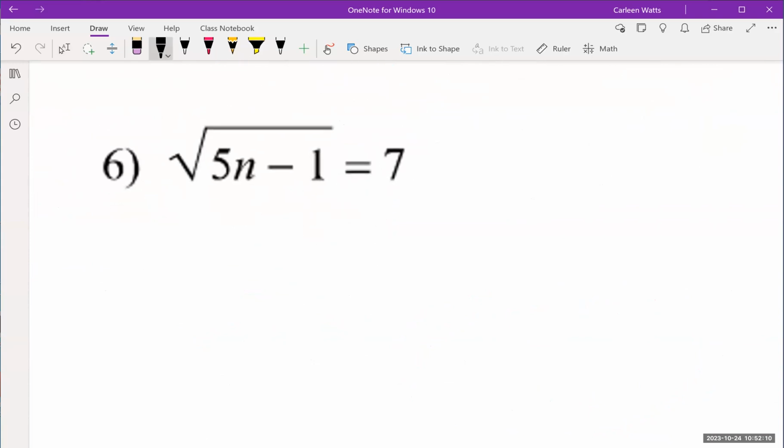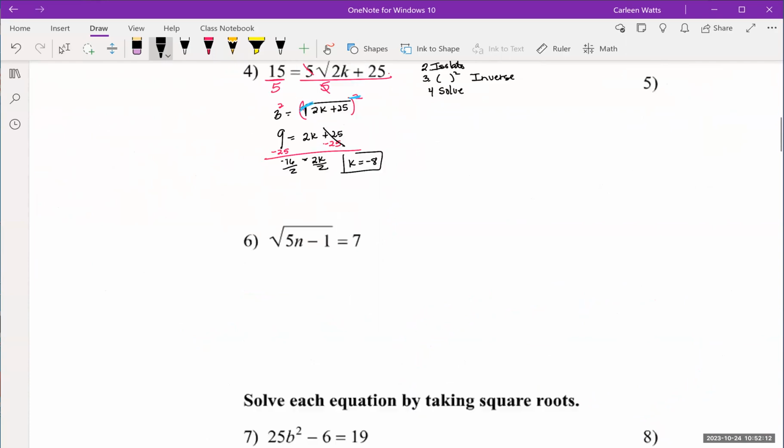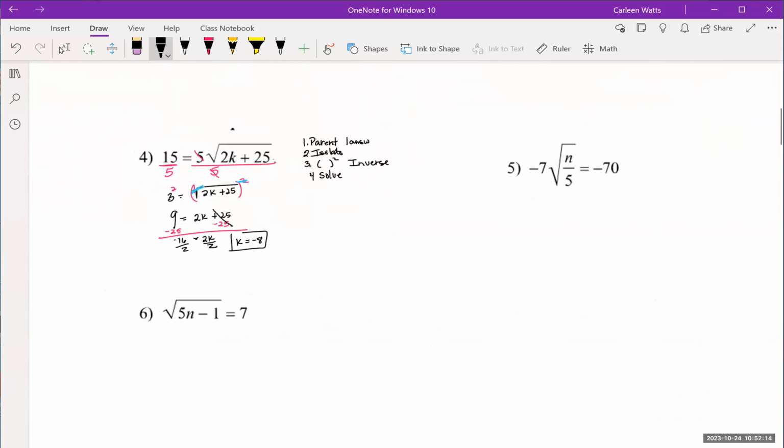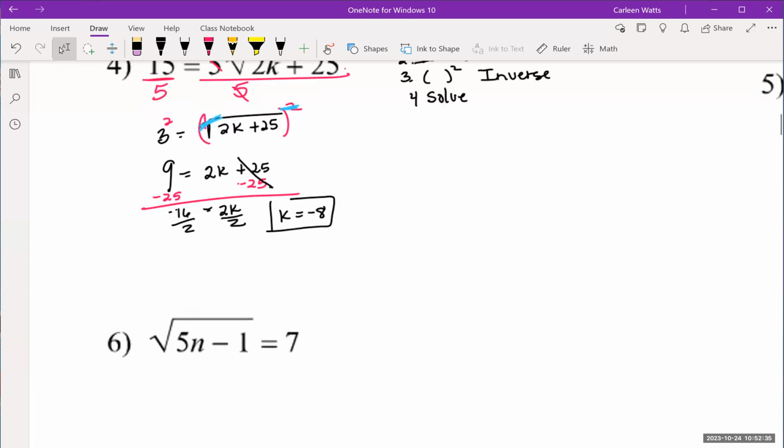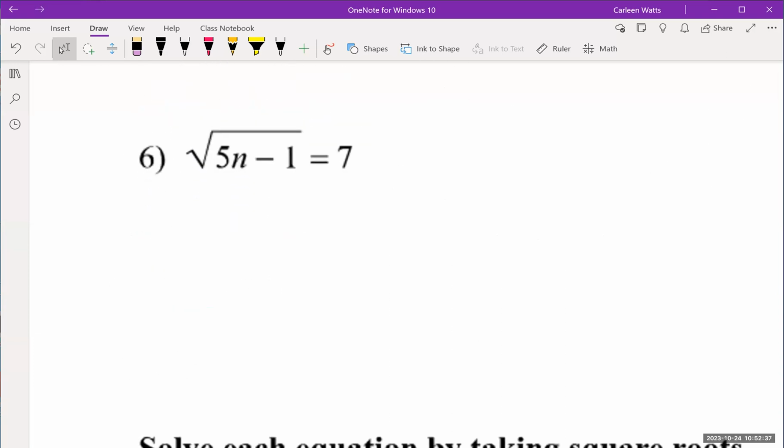Wait, how come the questions here have one answer? Okay, so absolute value will always have 2 answers. Square root will always have 1 answer. The ones below, x squared, will most of the time have 2 answers, and we'll talk about that later. Okay, we're going to do a simple one, and then we'll go back to 5. So, parent graph.